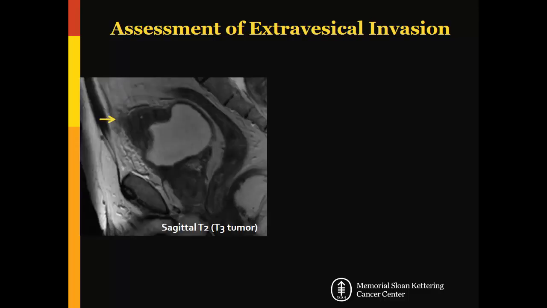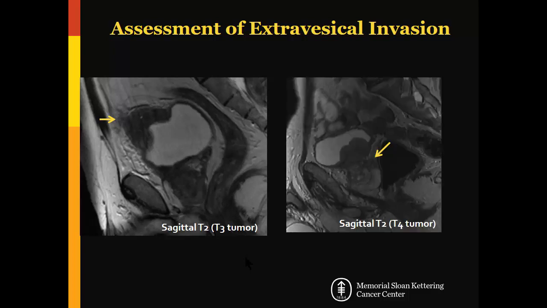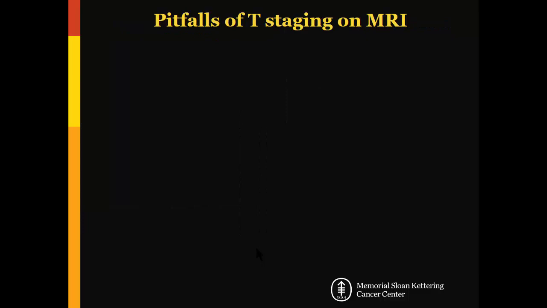Extravesical invasion is usually a little more straightforward to do. This is an anterior tumor, the typical location for a urachal adenocarcinoma, with obvious digitation of soft tissue into the anterior perivesical fat. So this is a T3 tumor. And once you have invasion of the adjacent organs, like in this case, a man, where the prostate is invaded, you're in the presence of a T4 tumor.